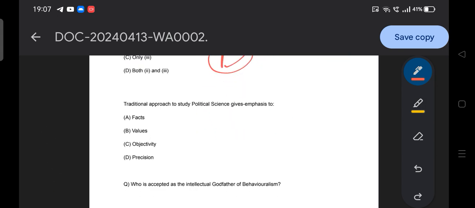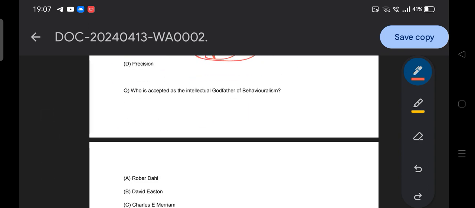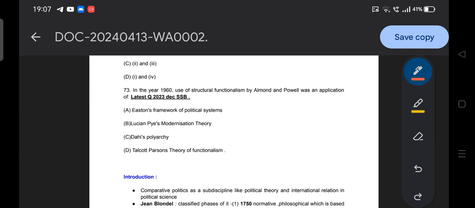The traditional approach to the study of political science gives emphasis to what? Its value. Option B is the answer. So you can confirm here that post-behavioralism is not values only, but both fact and values. Moving to the next, who is accepted as intellectual god? It's a repeated question.